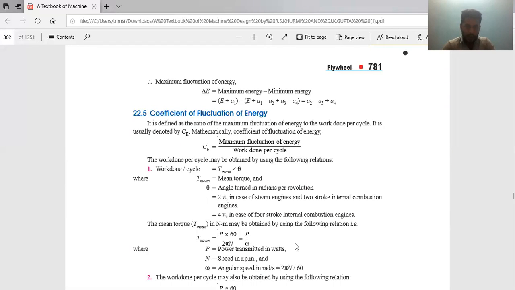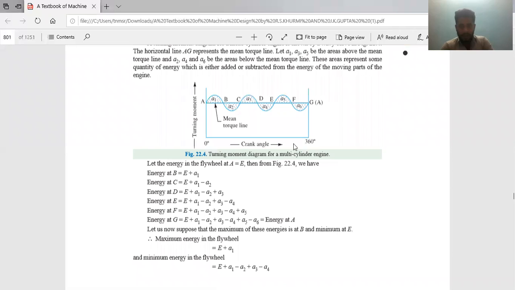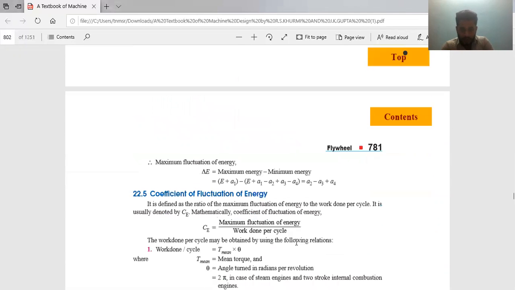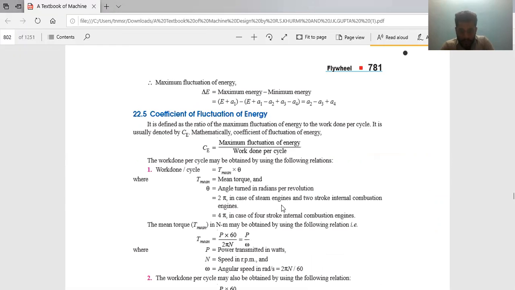T mean into theta. I have already told you that it is the area under this T versus theta diagram. That means mean torque into theta will give you the work done. Theta is nothing but 360 degree, that means 2 into pi. But remember one thing: while calculating work done, you have to keep your theta in radian or degree? Radian, not in degree.